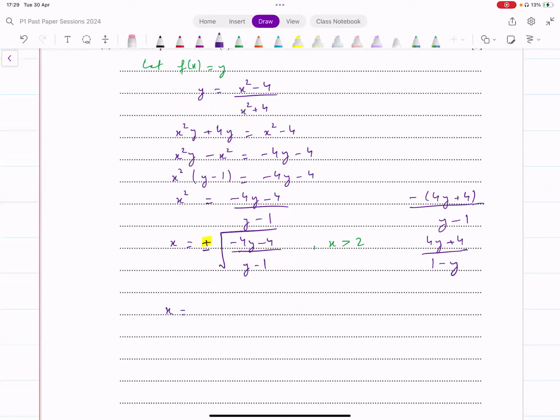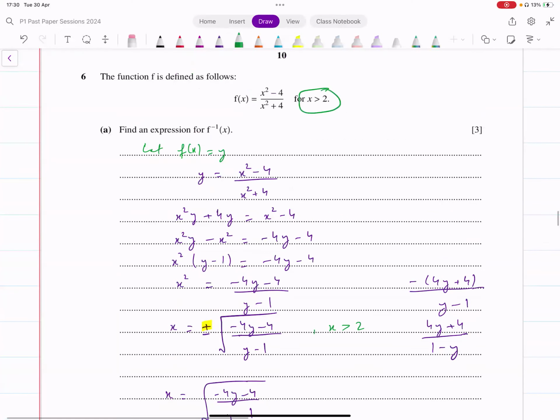So it becomes x equals plus square root of (minus 4y minus 4) divided by (y minus 1). You have to choose the plus sign from here. Now, it's not always going to be the case that you choose plus sign. Sometimes it can be negative as well. So it's always important to think of it like this, that you first put plus minus, and then you decide based on the domain that's given, whether you need to have a positive sign with that square root or a negative sign. You always have to decide it like this based on the domain that's given in the question.